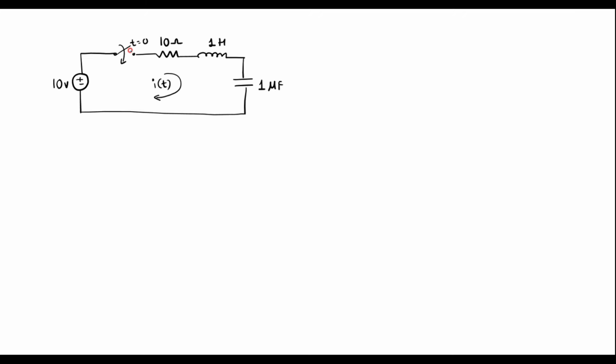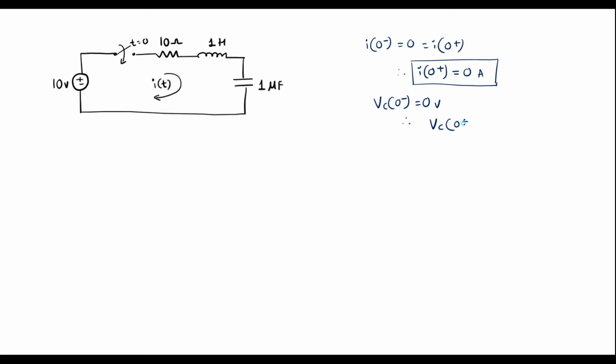So it is said that the switch was open at the beginning. Therefore, we can say i of 0 minus is equal to 0, which is nothing but i of 0 plus. So immediately after closing the switch, the current in the circuit is 0 amps. Since the switch was open for a long time, the initial voltage in the capacitor is also 0. That is Vc of 0 minus is equal to 0 volts. Therefore Vc of 0 plus is also equal to 0 volts.